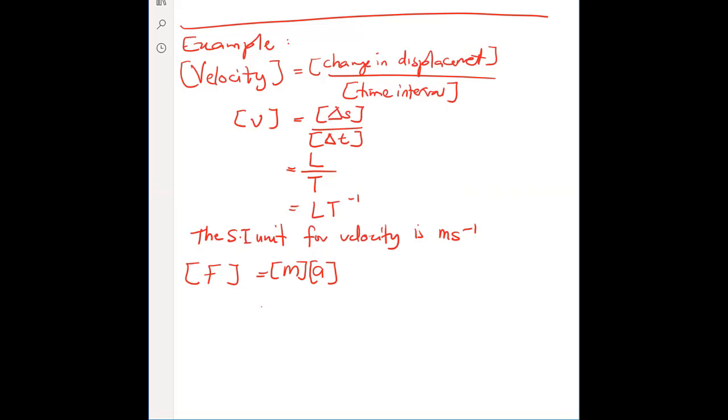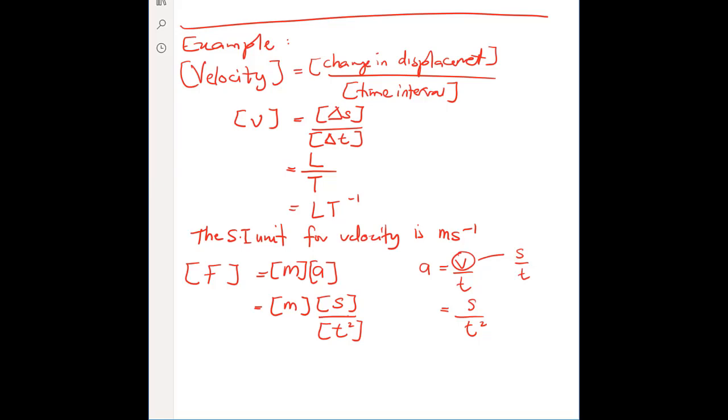Now the dimension of M, I put it here, because acceleration is not a basic quantity. A is equals to V over T. So A, we find it first here. A equals V over T, and V is S over T. So after all, what we're going to have here is S over T square. So it means we have square bracket of S over square bracket of T square.